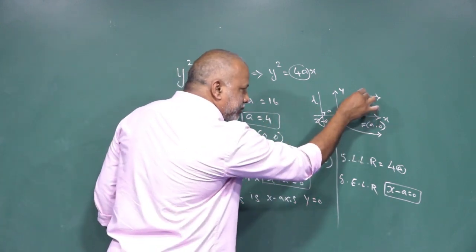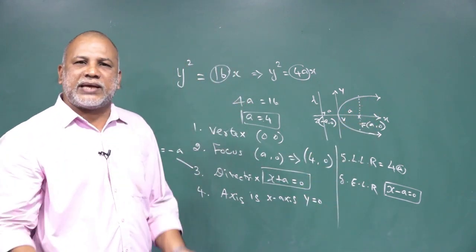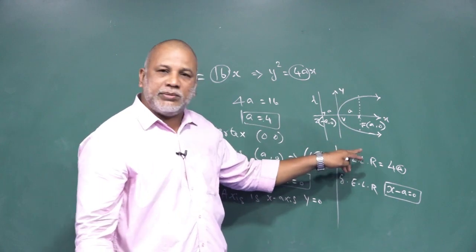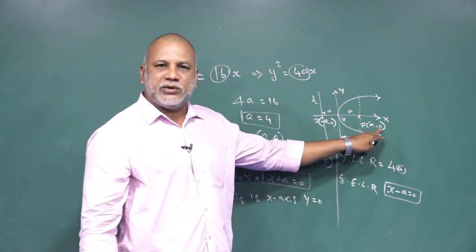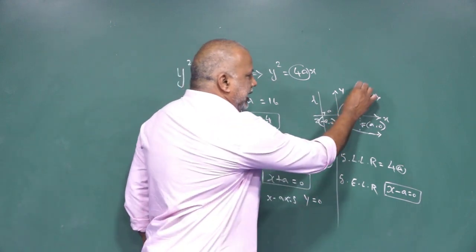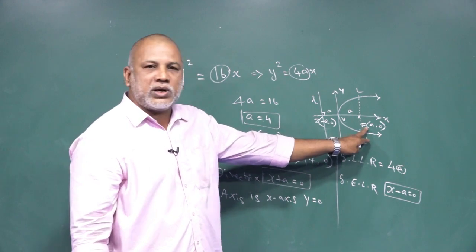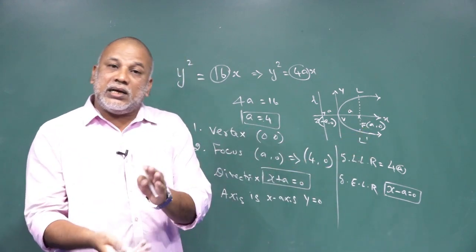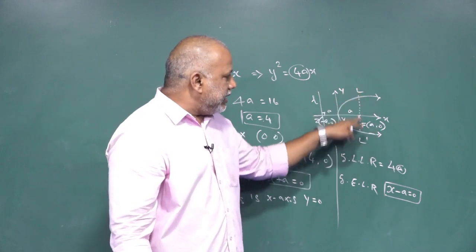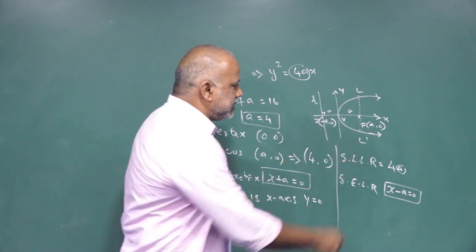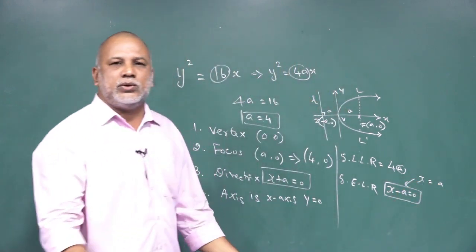See, the latus rectum. What is the definition of latus rectum? A focal chord which is perpendicular to the axis of the parabola. What is the meaning of focal chord? A chord passing through the focus. See here, (a, 0) is the focus. This is the chord LL dash. This LL dash passes through the focus, so it is called a focal chord, and also it is perpendicular to the axis. So this is (a, 0). The equation of this latus rectum is x equal to a. Convert this one: x minus a equal to 0.